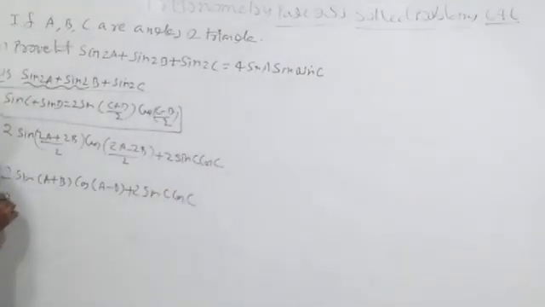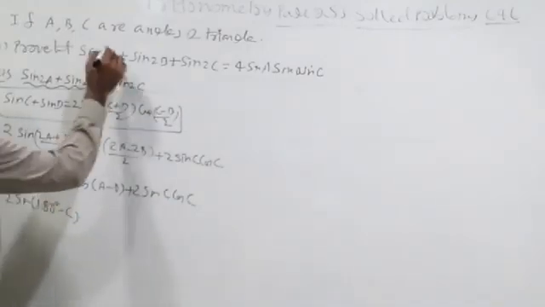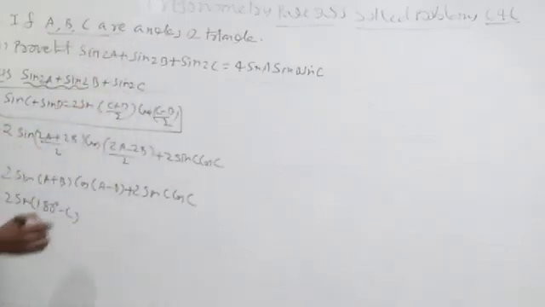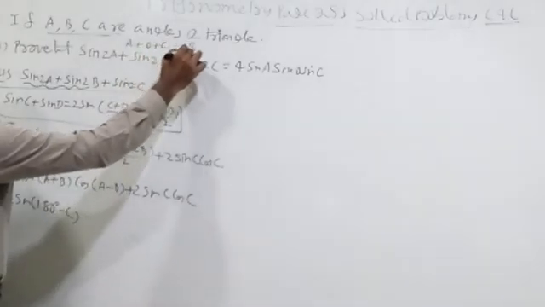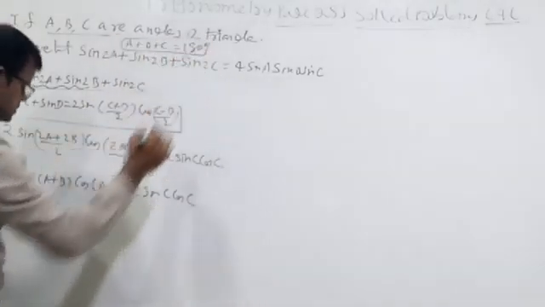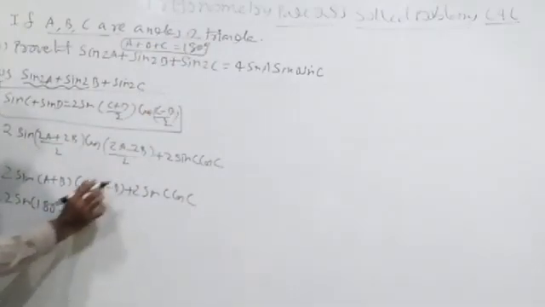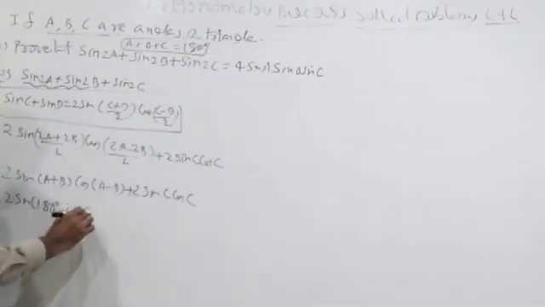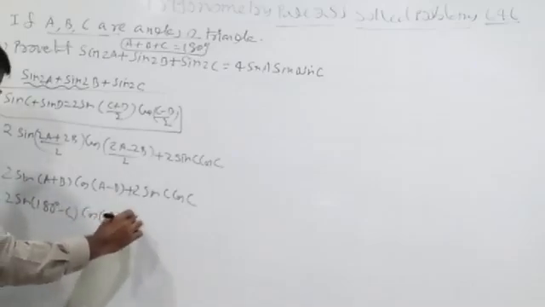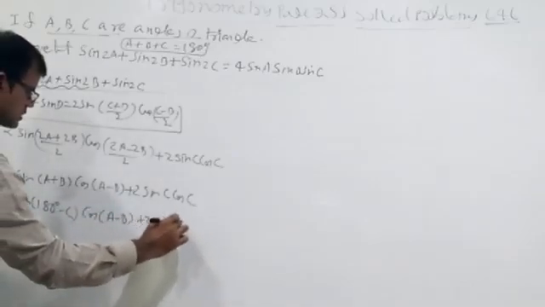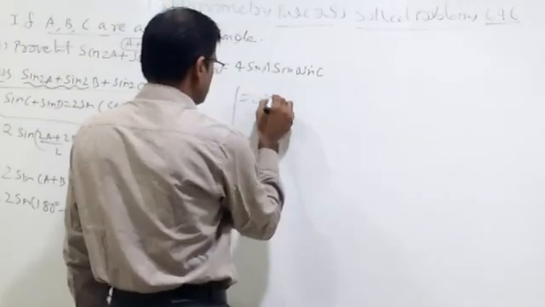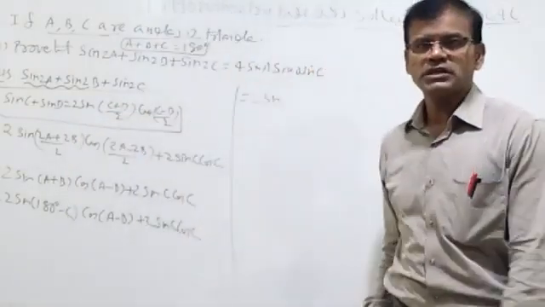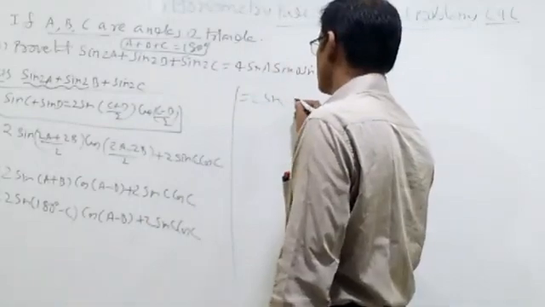Now you can understand here, 2 sin of (180 minus C), because whenever the angles ABC of a triangle are mentioned, you should know that A plus B plus C is equal to 180 degrees. So in terms of A plus B, you write sin of (180 minus C) into cos of (A minus B) plus 2 sin C cos C. Now we know that sin (180 minus theta) becomes sin theta.